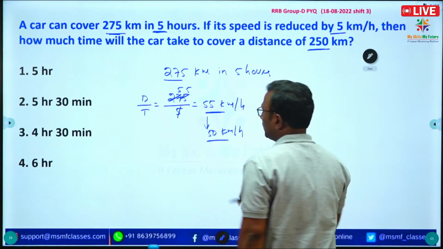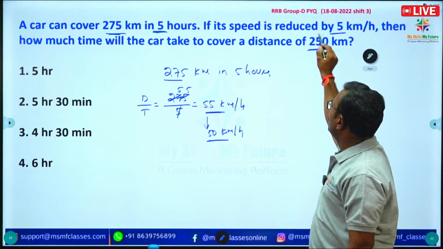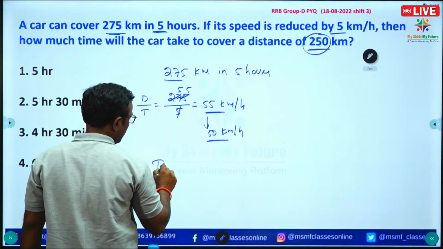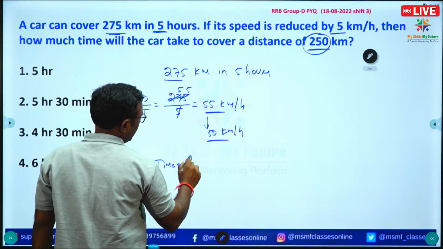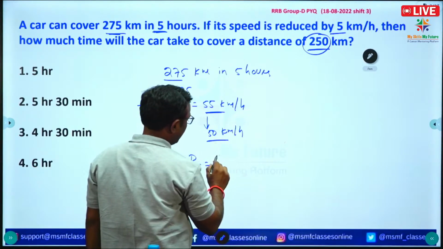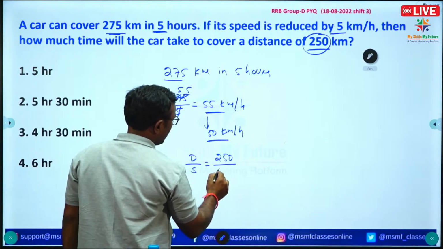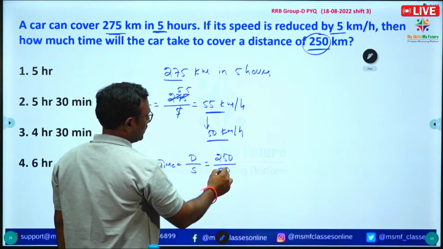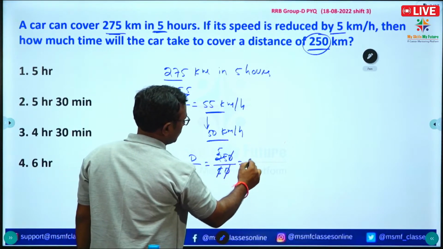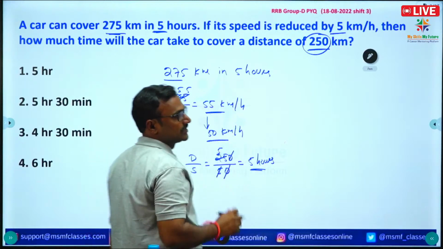So what is our question? How much time will the car take to cover 250 kilometers? Time is equal to distance by speed. The distance is 250 kilometers and the speed is 50 kilometers per hour. So the zeros cancel, 5 ones are 5. So 5 hours is the answer for this question.